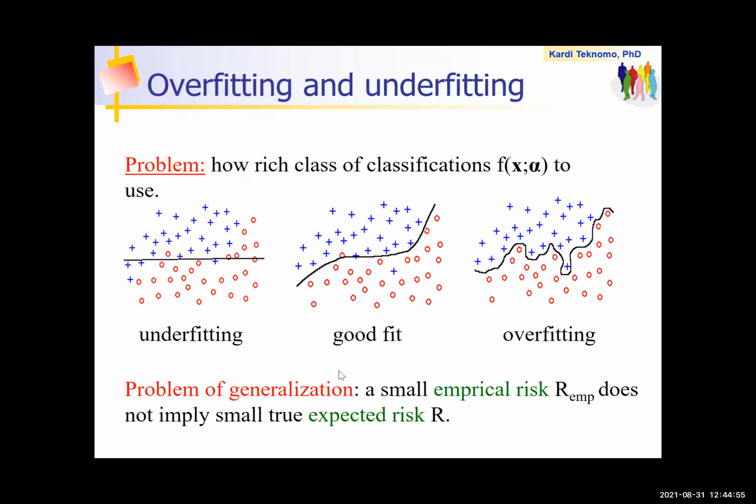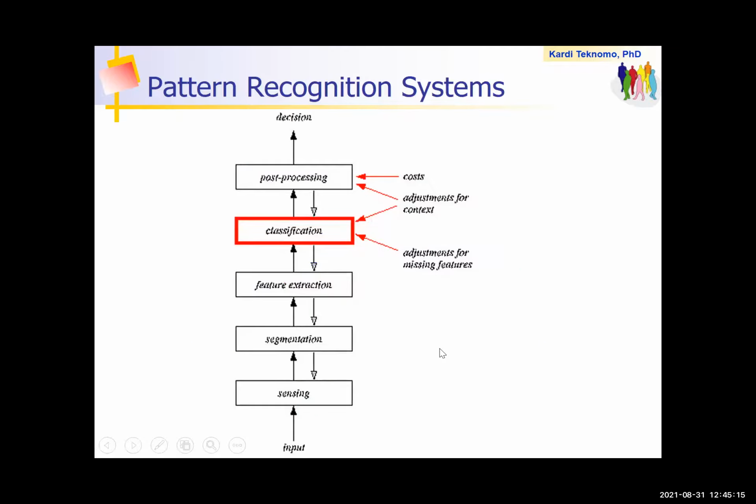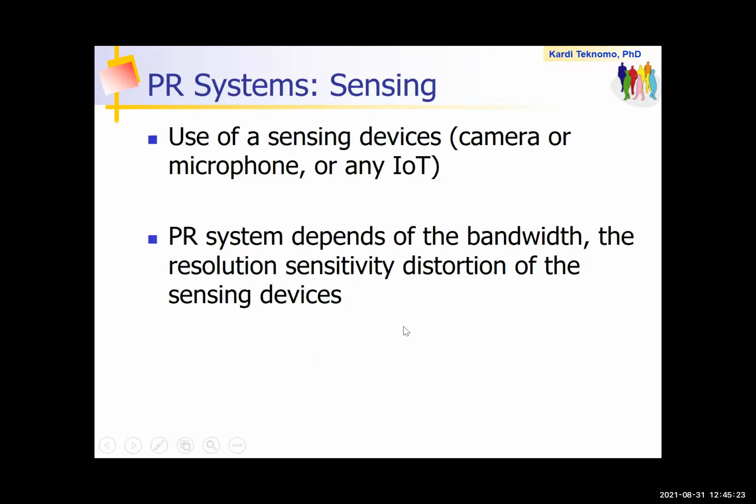So this is what is called the problem with generalization. The empirical risk, which is from the data, does not imply a small true risk, the expected risk that you have. So again, we use the same technique as a while ago. This is just a different name, but actually the same thing.